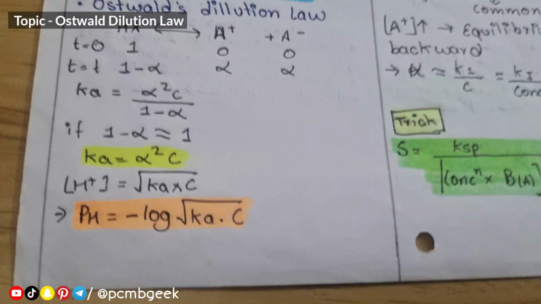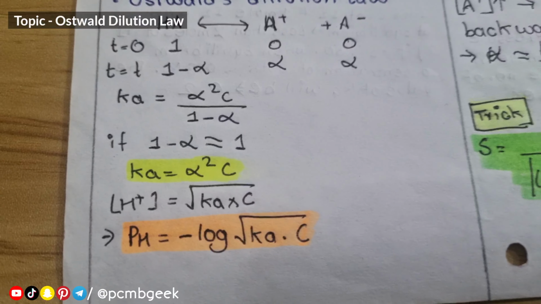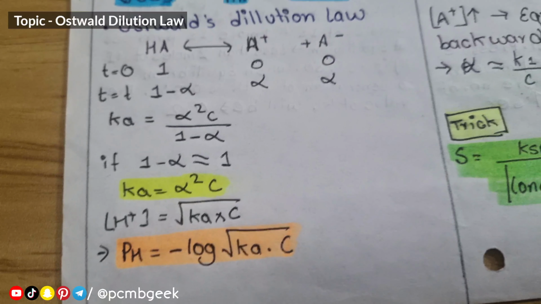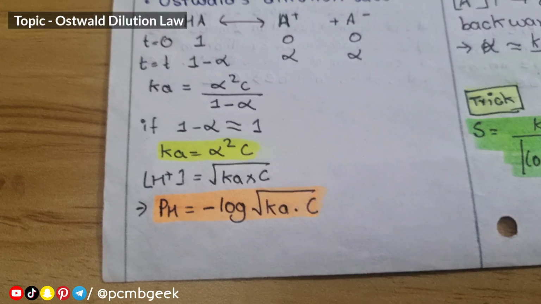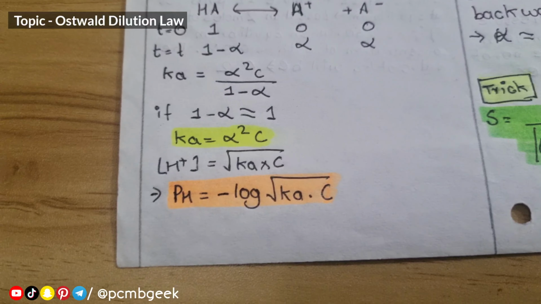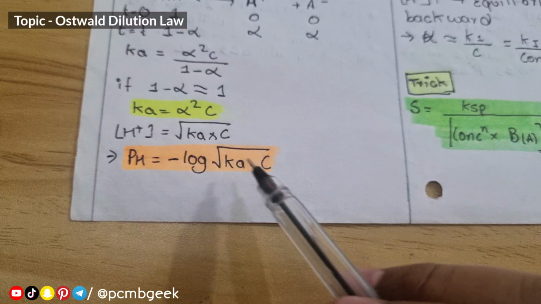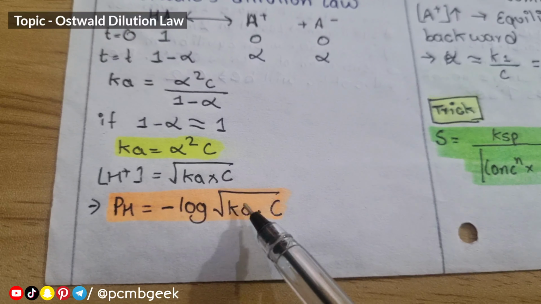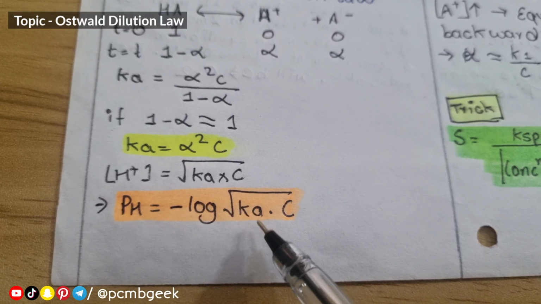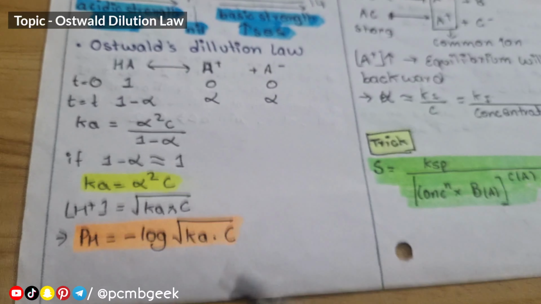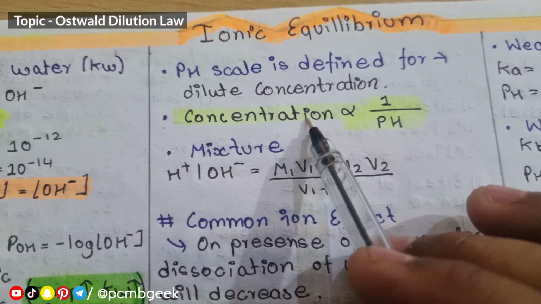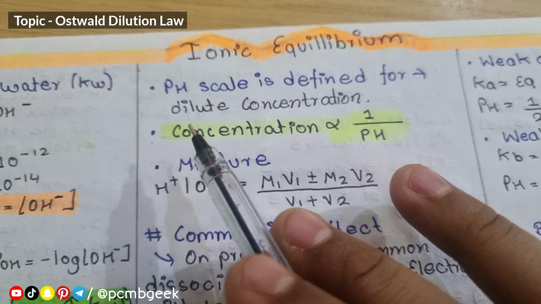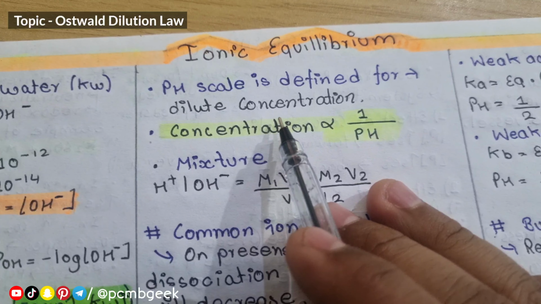What is C? C is the concentration. Hence the degree of dissociation is inversely proportional to the square root of its concentration at constant temperature. We can calculate the value of pH by negative of log of hydronium ion concentration, which is under root of Ka times concentration. The smaller the value of Ka or Kb, the weaker the electrolyte. Remember that. Now the pH scale is only defined for dilute concentrations. That is, we cannot consider the pH scale for highly concentrated solutions.